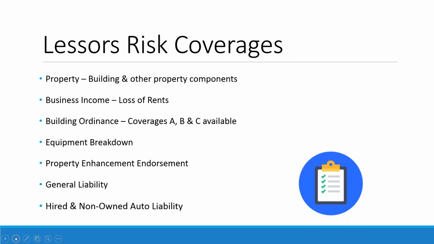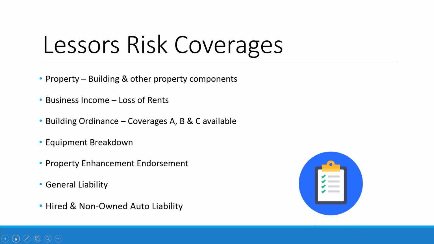All right, so let's talk about the types of coverages that a lessor's risk policy can have and would potentially need. As I said, property insurance is, generally speaking, the most important part of the coverage for a lessor's risk, because that's providing the insurance to the building and any other property components. And again, for the property components, we are only looking at those of the building owners. So if the building owner doesn't have any other property components, then the only thing we'd be concerned about providing them property coverage for would be the building.